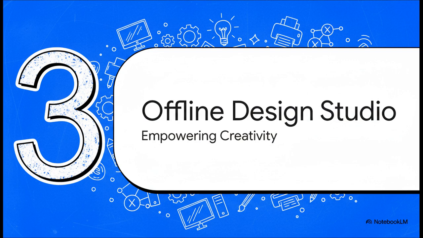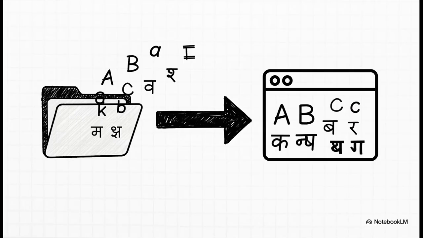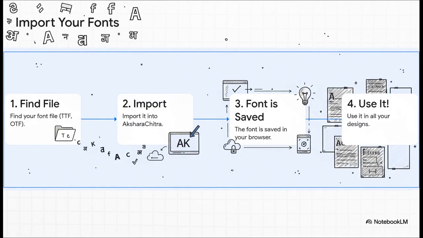All right, so let's pop the hood and take a look inside. How does AksharaChitra actually empower your creativity? The best way to think about it is like having your own personal, offline design studio that just lives right inside your web browser. Okay, one of the most powerful features, and this is a total game changer, is something called Local System Font Access. What this means is you can finally use all those beautiful custom fonts you've collected over the years and installed on your own computer. Your fonts, your style, they're all seamlessly integrated. And it couldn't be simpler. Seriously, you just find your font file, like a TTF or an OTF file, you import it right into AksharaChitra, and boom, it's saved in your browser, ready to go for all your future designs.